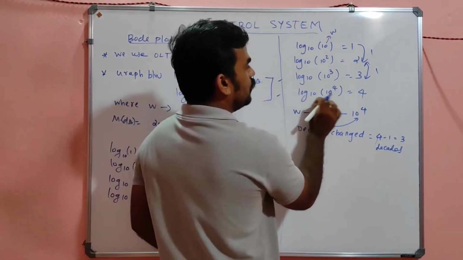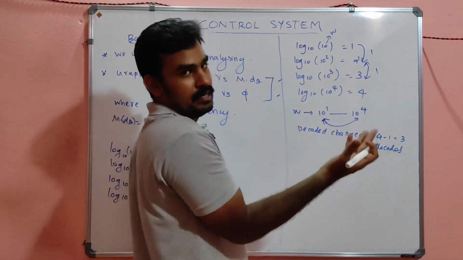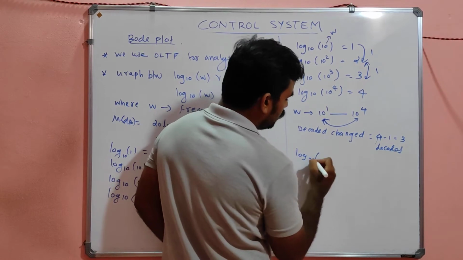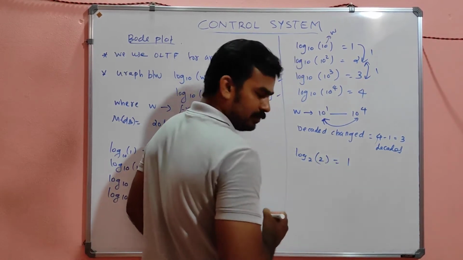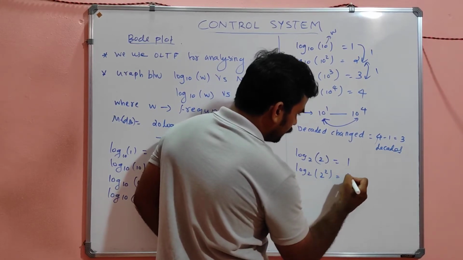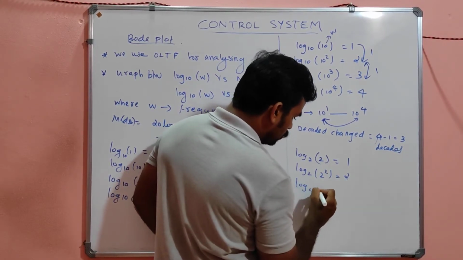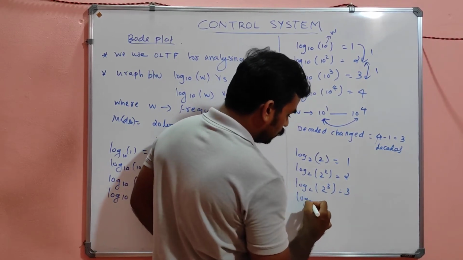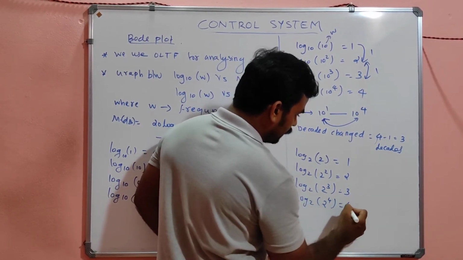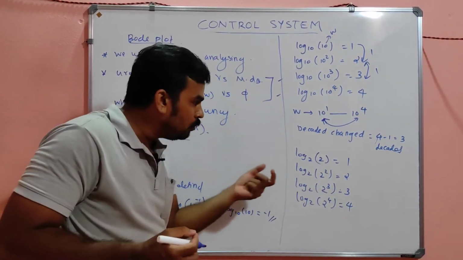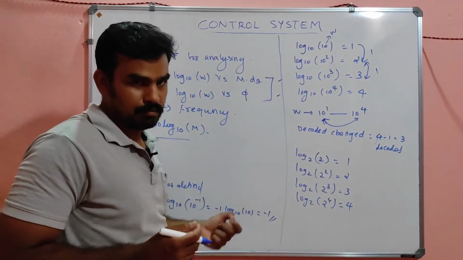That is the case of log with base 10. Suppose the log base is 2. Log 2 to the base 2 is nothing but, my dear, 1. Log of 2 squared to the base 2 is 2. Log of 2 cubed to the base 2 is 3. Log of 2 raised to 4 to the base 2 is 4. Which means whenever you go with log base 2 as the basic.